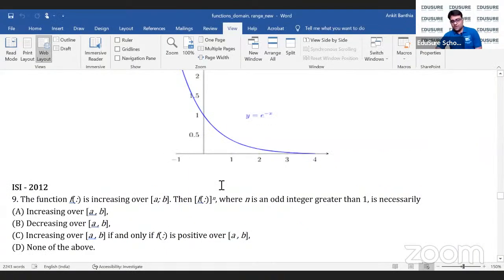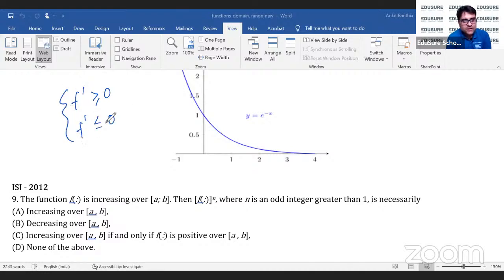ये ISI 2012 क्वेश्चन नंबर 9 को देखिए. An increasing function is one where f dash is greater than equal to 0, and a decreasing function is where f dash is less than equal to 0. ठीक है. बाकी का you must have already seen in the video that I have already shared with you that you were supposed to see. Okay.